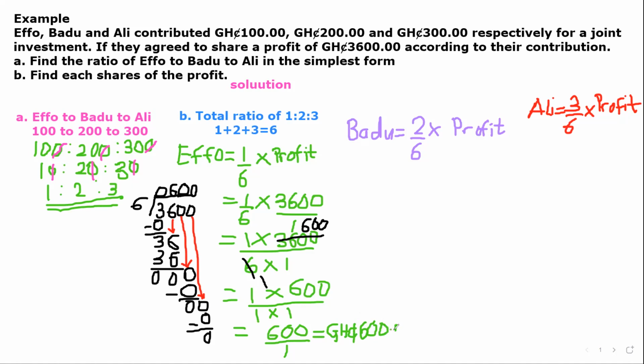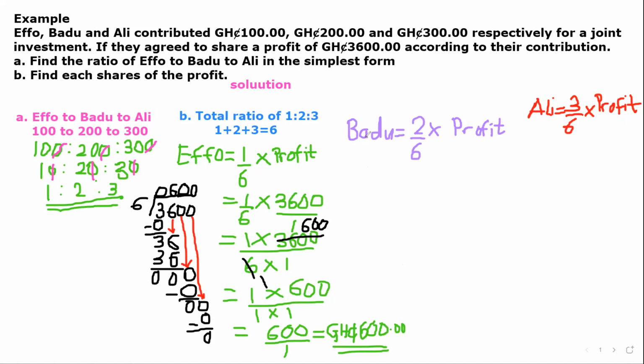600 Ghana cedis. That's 600 Ghana cedis. Sorry. Now, let's calculate the Badu share of the profit.